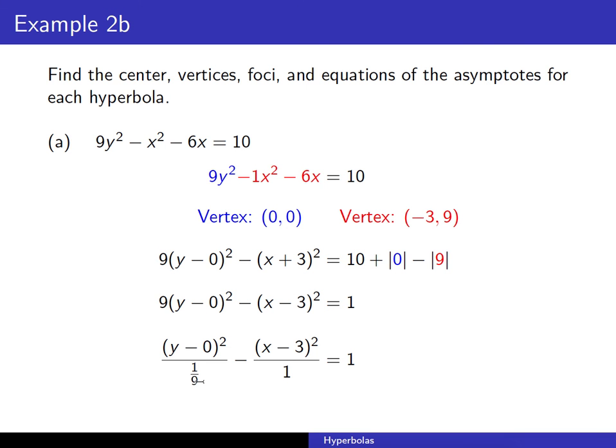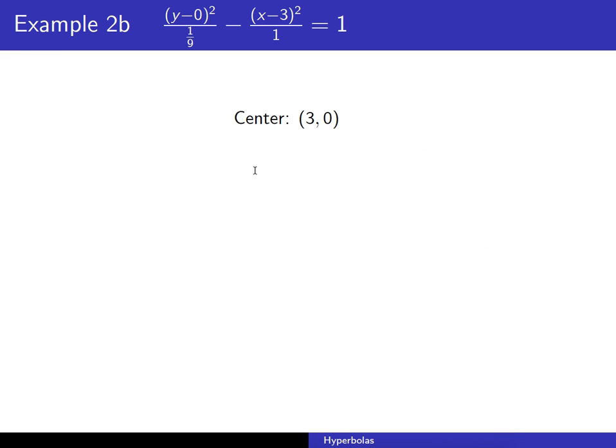Notice it's opening up and down because the positive sign is in front of the y, so it is going to open up and down. Our center is at 3, 0. So again, be careful, because with hyperbolas, if the x term has the minus in front of it, h is always paired with x. So 3, 0 for our center.